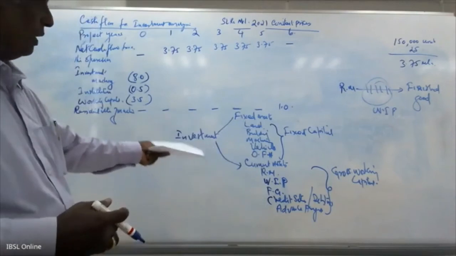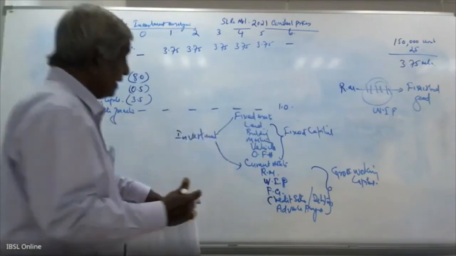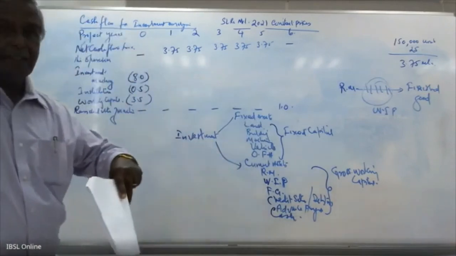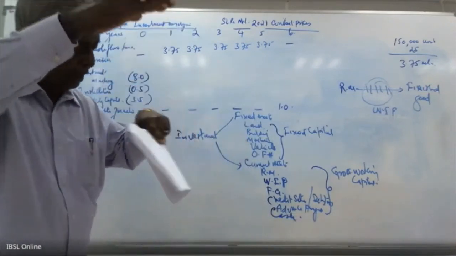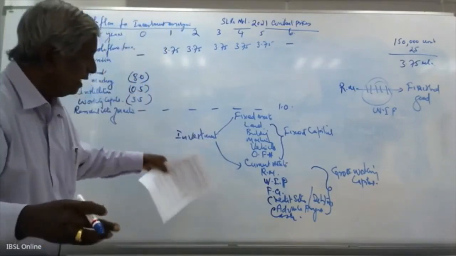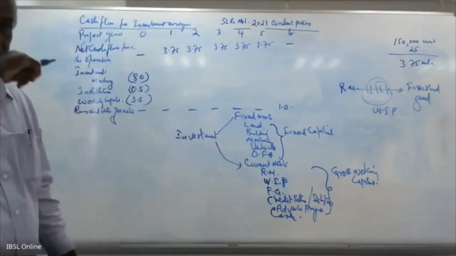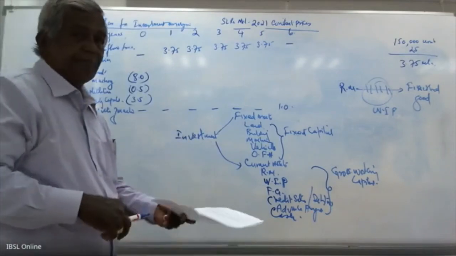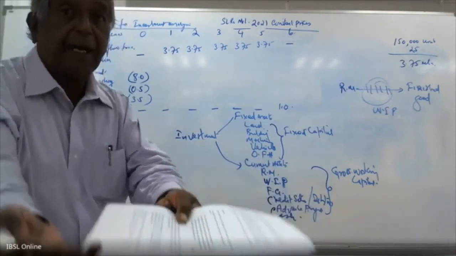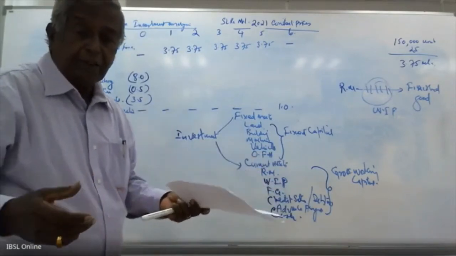Raw material coming, go to work in progress, hold as finished good, and then there may be credit sales, advance payment, cash. Cash is used again to purchase the raw material. Again, raw material, work in process, finished good, credit sale, advance payment, cash. It is revolving. So at the end of the project, the working capital will be coming as cash.